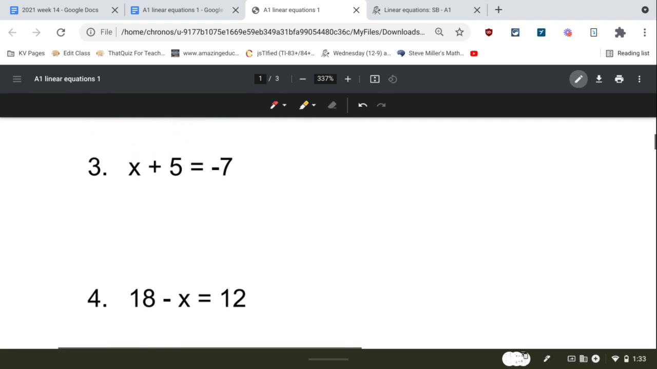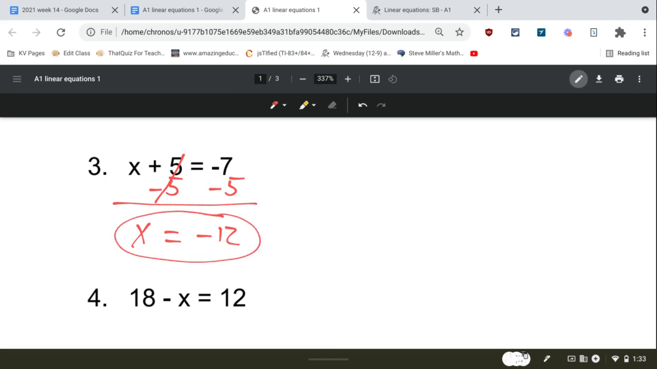All right, number 3. Some number plus 5 is equal to -7. So to cancel out the addition by 5, I need to subtract 5 from both sides. Here we go. So the plus 5 and -5 are going to cancel, and we're left with x equals -7 minus 5, which is -12.